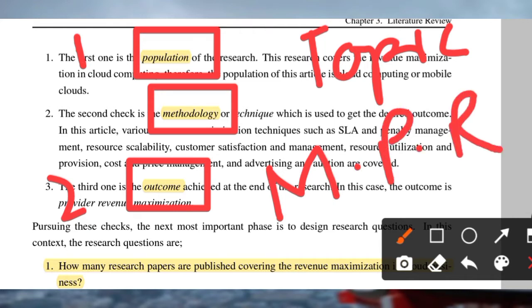Okay, so maximizing the provider revenue is my outcome. The third one is the methodology: what methodology will I use to maximize the provider revenue in cloud computing. In my case, for example, this is resource scalability.